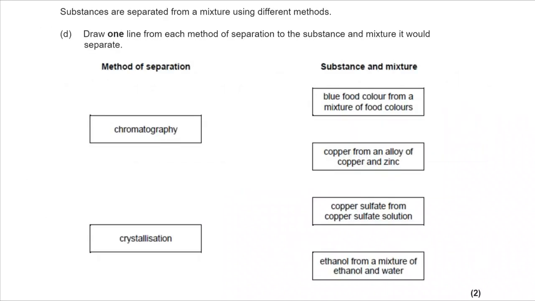Okay, moving on to part D, and we are drawing one line from each method of separation to something that we would separate in that way. Now, chromatography is covered a number of times across GCSE and again in A level. At GCSE, we look at relatively straightforward examples. Indeed, you've probably looked at them in Key Stage 3 as well. But it allows you to separate different substances with different solubilities. The most common example, and the only one that really works from the list here, is blue food colour from a mixture of food colours.